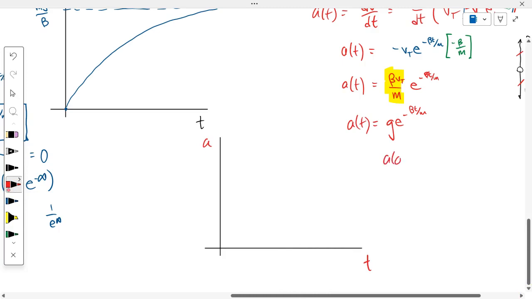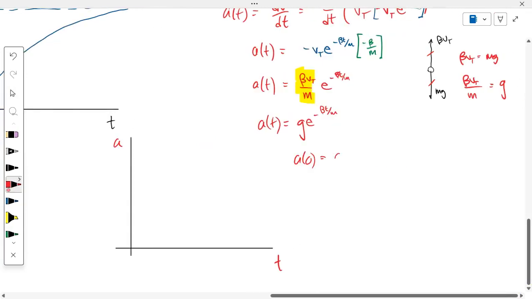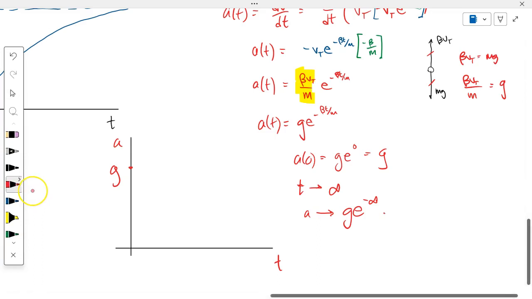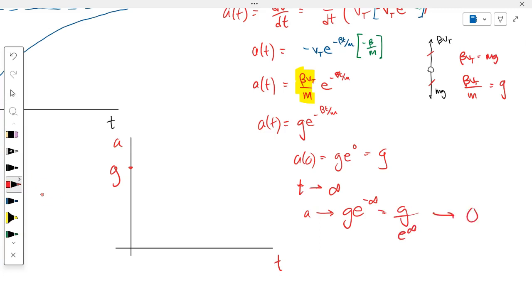All right, so what this says is, here's the object's acceleration as a function of time. Well, let's see, a at time 0 is g e to the 0, which is g. This thing starts at g, and as time goes on, this acceleration approaches g times e to the negative infinity, or g over a huge number, which approaches 0.